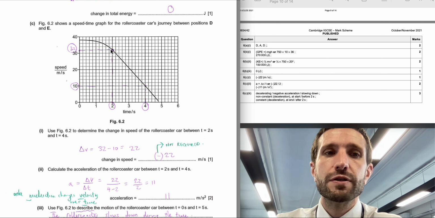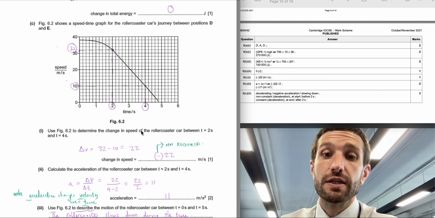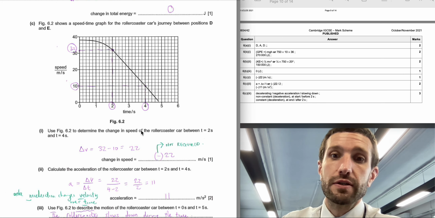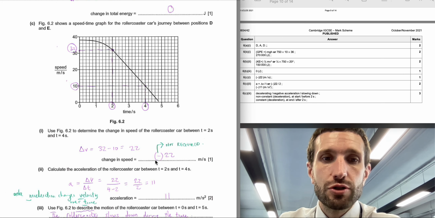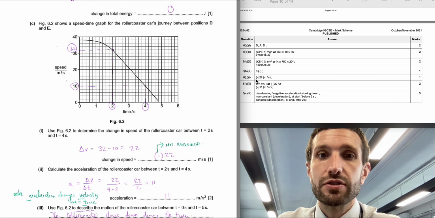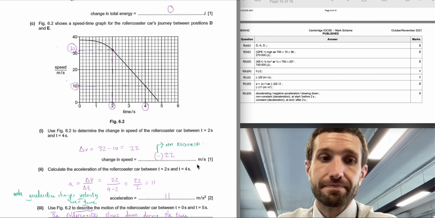You find the speed at 2 seconds and at 4 seconds, which would be 32 and 10, and you find the difference between them. The change in speed is simply the difference between the two. And actually, if I'm being 100% accurate, it should be minus 22, because the speed has gone down by 22, but it doesn't matter. CIE does not care about that minus sign. Only a 1 mark question, but one that I hope you can all get.